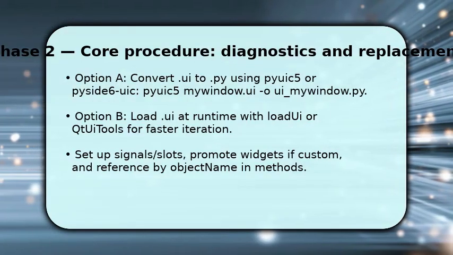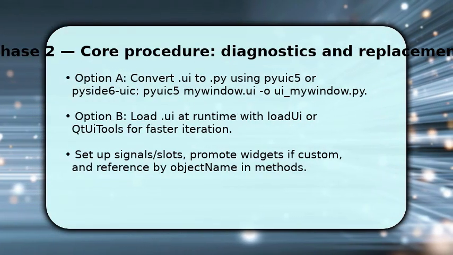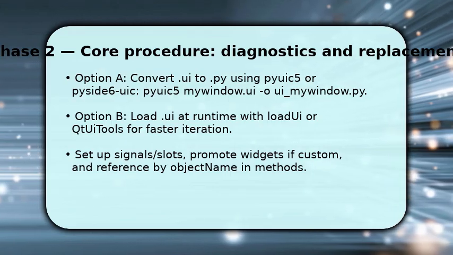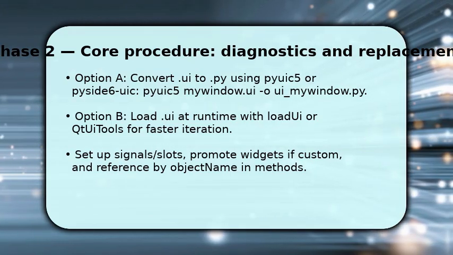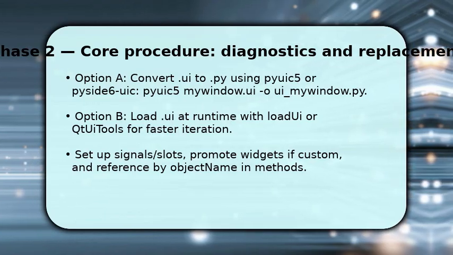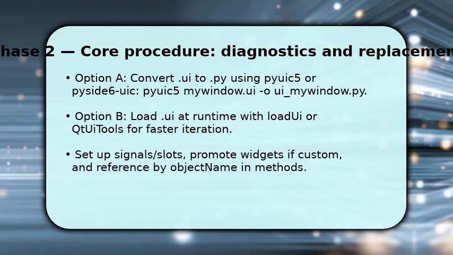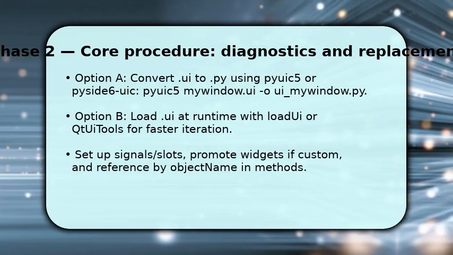Now convert the visual work into executable logic. You can compile the UI to Python with pyuic5 or pyside6-uic, which gives a Ui_MyWindow. Import it, or load the UI at runtime for rapid edits using loadUi.